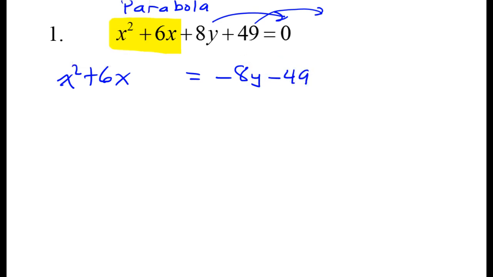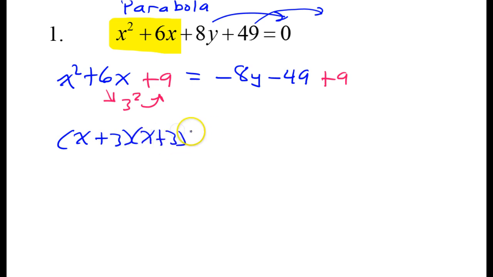Now I'm going to complete the square. Half the middle squared, so half of this is 3. 3 squared is 9. So I need to add 9 to the left, and I need to add 9 to the right. This is going to factor as x plus 3 times x plus 3 is equal to negative 8y minus 40 as I combine my like terms.